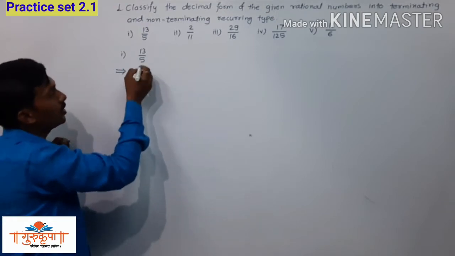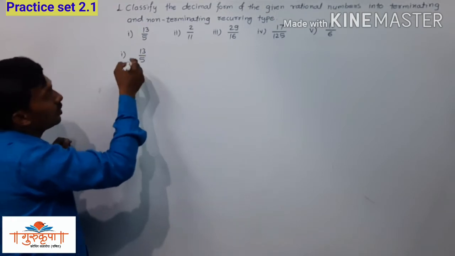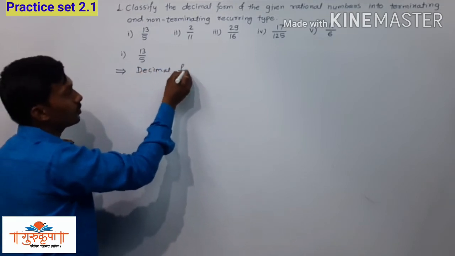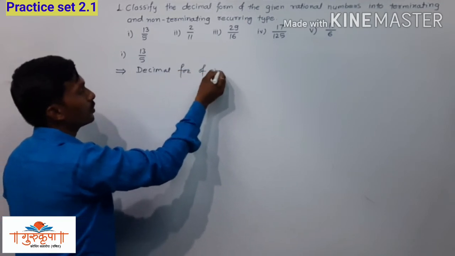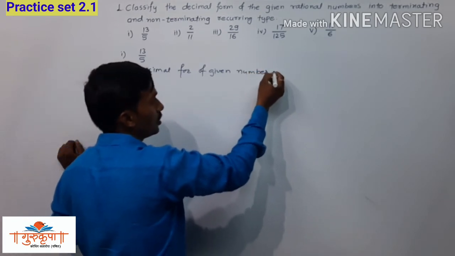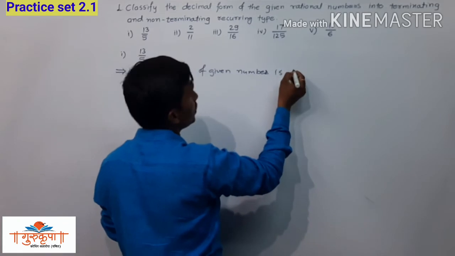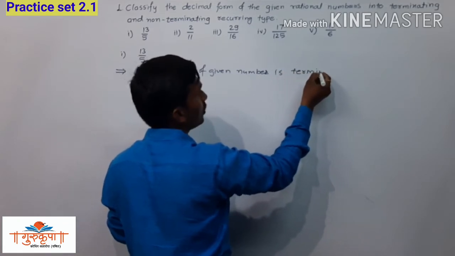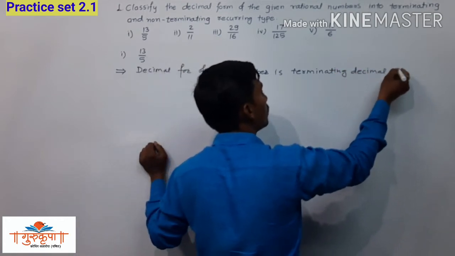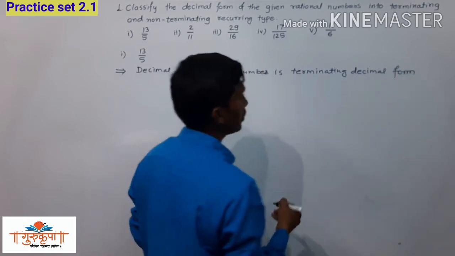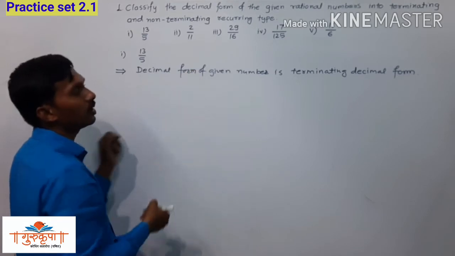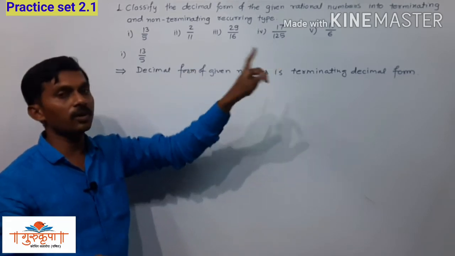So here we can write the decimal form of the given number is terminating decimal form. Here the answer of the first question is decimal form of given number is terminating decimal form.